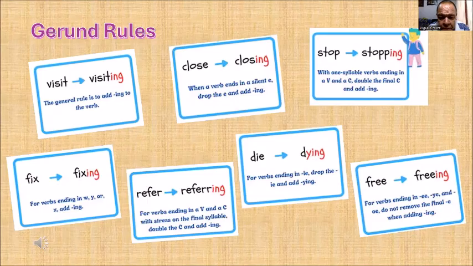Fix, fixing. For verbs ending in a vowel and a consonant with a stress on the final syllable, double the R and add -ing. Refer, referring. For verbs ending in IE, drop the IE and add -YING. Die, dying. For verbs ending in EE, YE, and OE, don't remove the final E when adding -ING. Free, freeing.